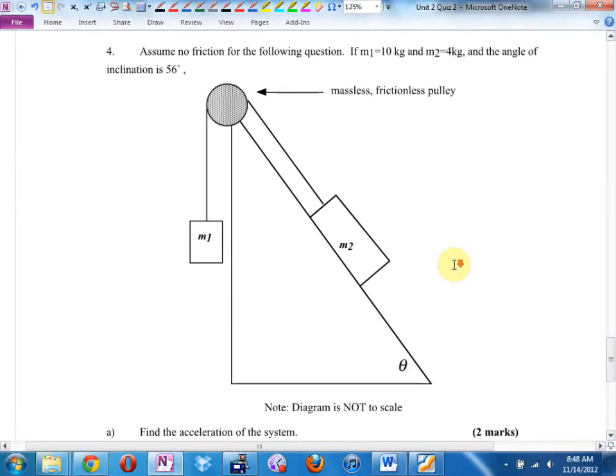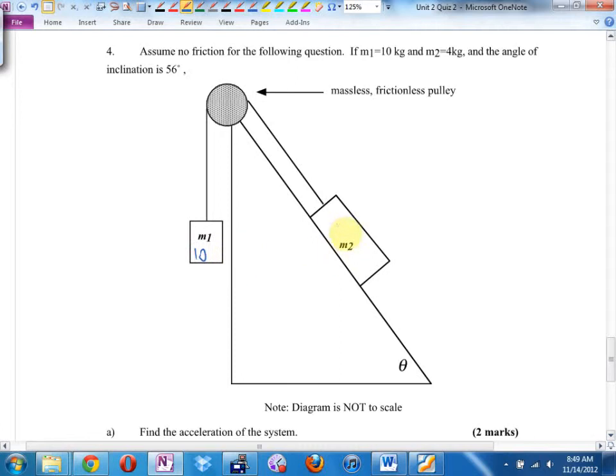I think I have one more question on here, don't I? Yes. Assume no friction for the following question, although I would say adding friction would not be unacceptable. There'd only be friction on the mass that's on the ramp anyways because the other one's hanging in midair. If M1 equals 10 and M2 equals 4 and the angle of inclination is 56 degrees, find the acceleration of the system.